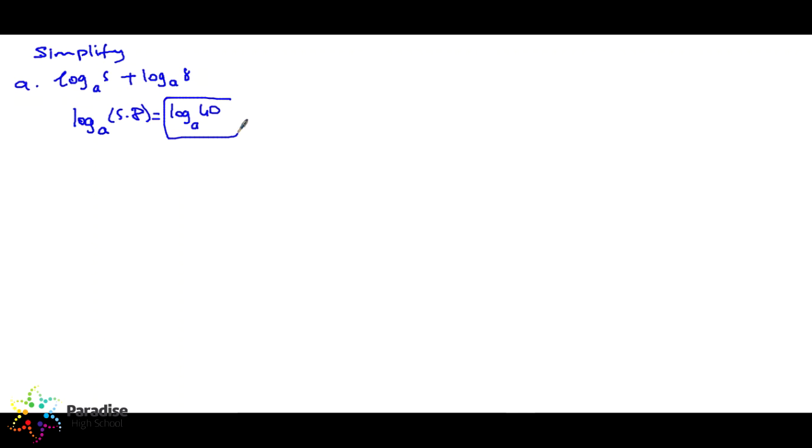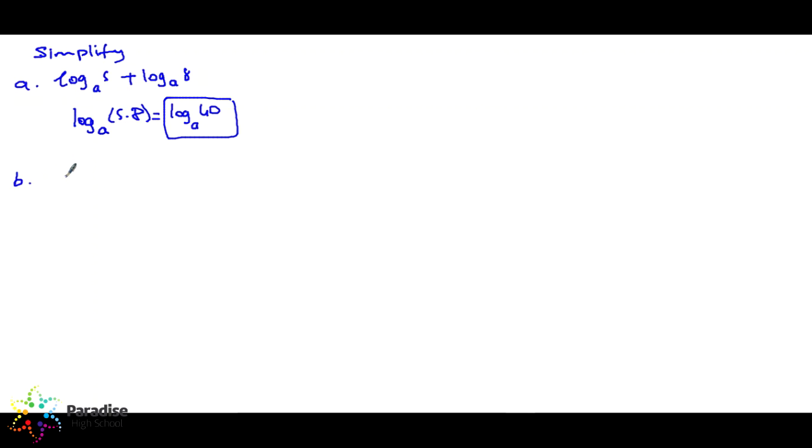The next question is simplify. Not evaluate, but simplify. So you're not going to write a number as an answer, but you will leave it as an expression. Log base a of 5 plus log base a of 8. Same base, there is addition. How do I contract them? Log base a of 5 times 8. So that is log base a of 40. So that's the answer. Can I go a step further? You can't.